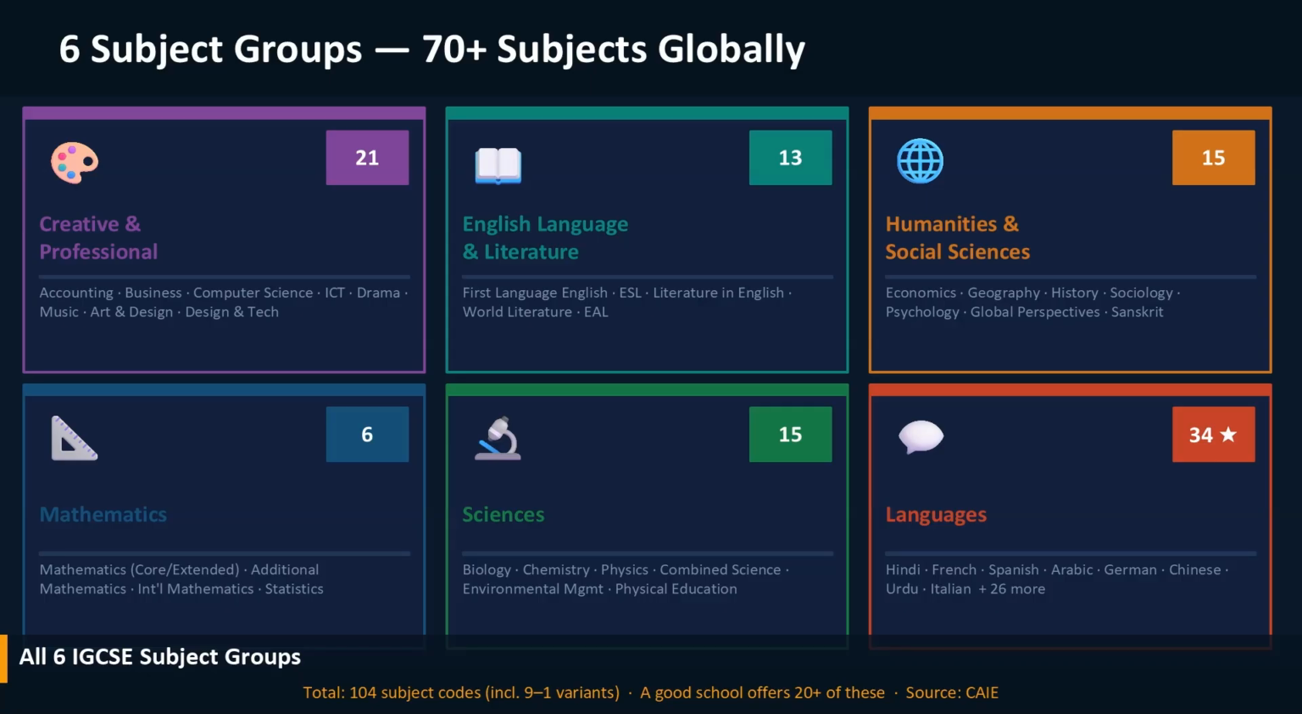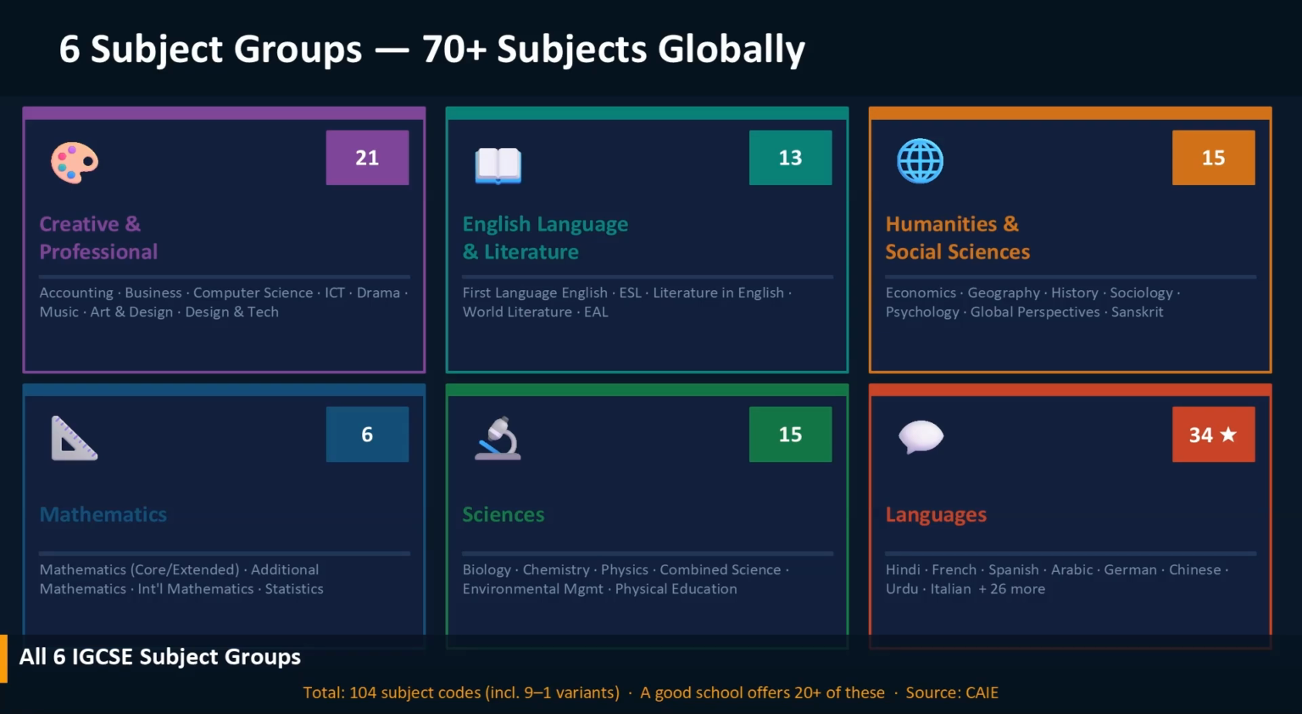Group 2, English language and literature, 13 subjects, different versions of English, first language, second language, literature in English, and more. Group 3, Humanities and Social Sciences, 15 subjects: economics, geography, history, sociology, psychology, global perspectives, and yes, even Sanskrit. Group 4, Mathematics, 6 subjects: core and extended maths, additional mathematics, statistics. Group 5, Sciences, 15 subjects: biology, chemistry, physics, combined science, environmental management, physical education.